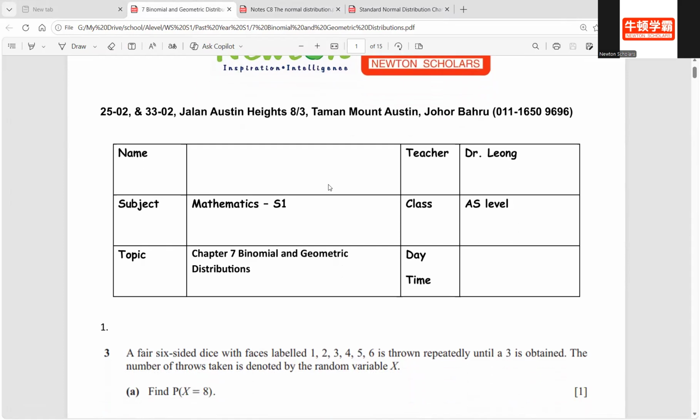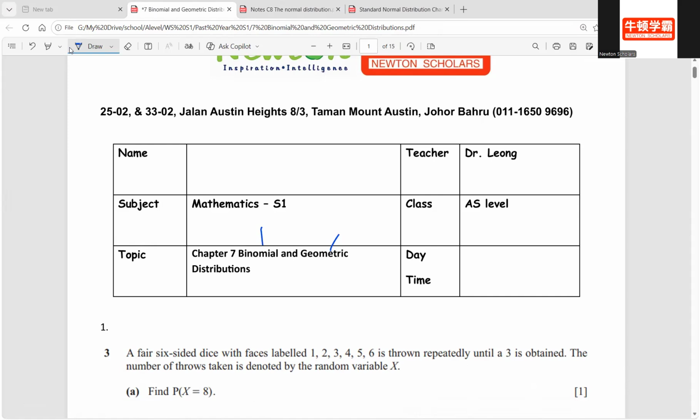So we go for the first revision, a short revision for chapter 7. Last week, what we learned is binomial and geometric. I mentioned the difference between the binomial and the geometric.